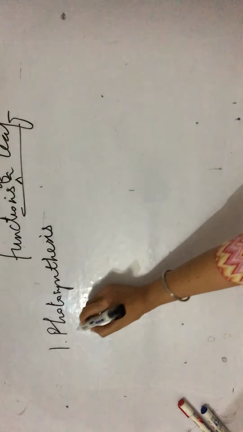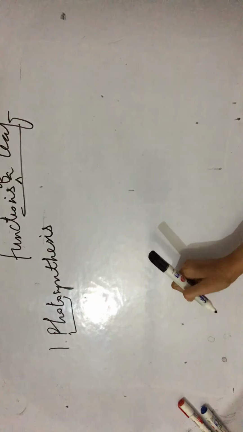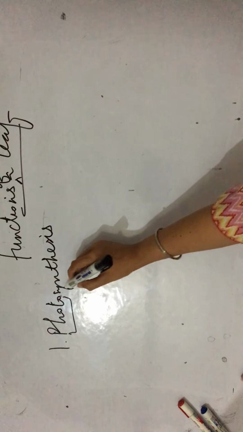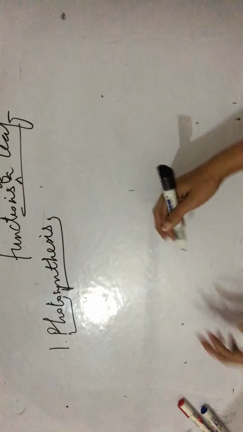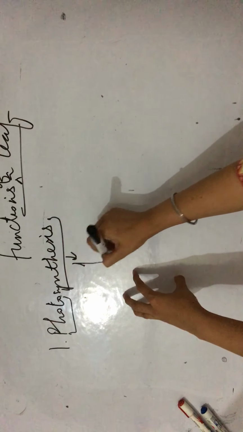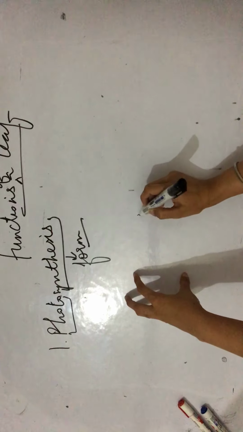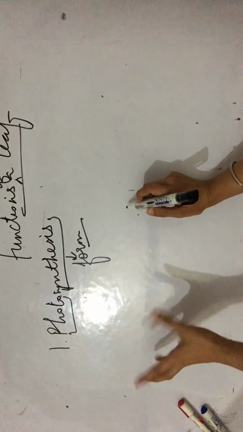The word photosynthesis consists of 2 words itself. One is photo, another one is synthesis. The word synthesis means to form something, to generate something. Okay, and the word photo means light.